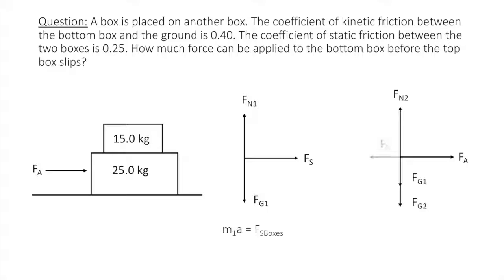There is Fs, static friction, which acts in the opposite direction as the Fs of the top box, and this happens due to the interaction between the two boxes. Lastly, there is Fk, kinetic friction, which opposes the motion of the bottom box and the ground. This is represented in the following net force equation.